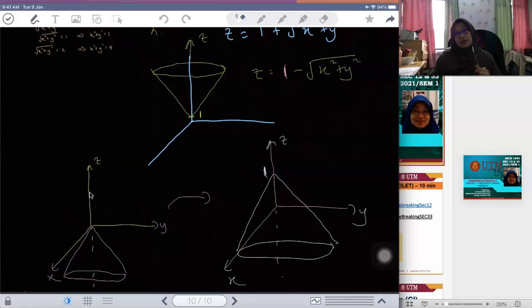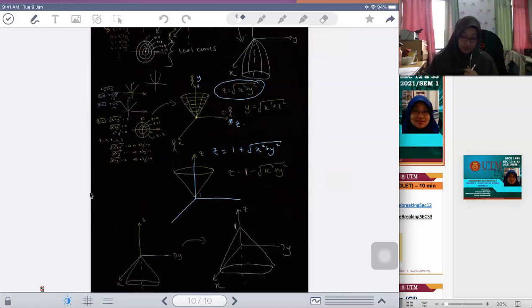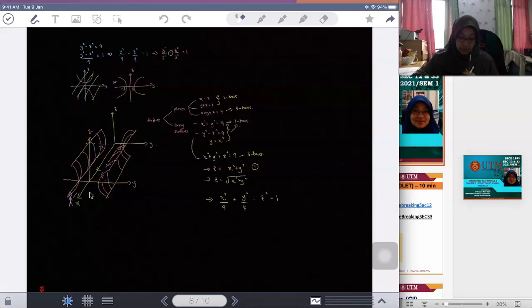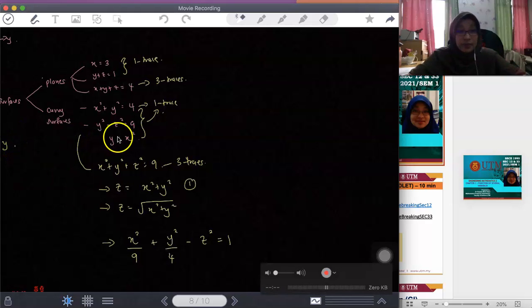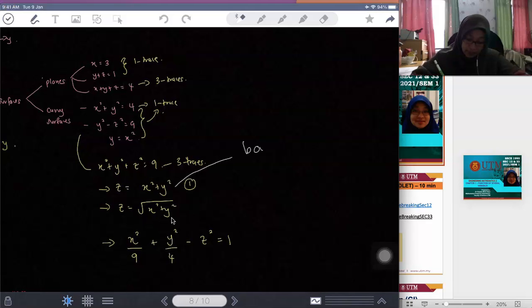Normally in the final exam question, they will modify all these basic equations. What I mean by basic equations is the ones I listed here. This one we know is a sphere, so it is basic. And this one we obtained just now is a paraboloid, and this one is a cone.